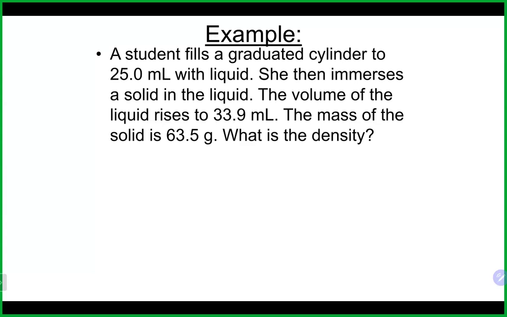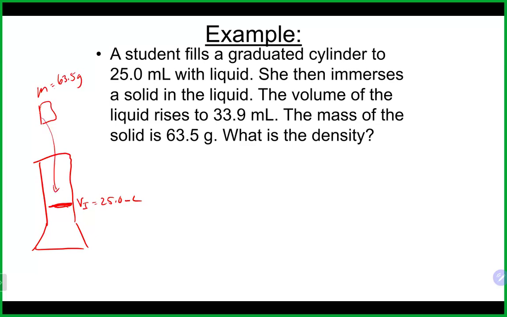Okay, so let's take a look. So again, this is very similar to what we were just talking about. So we basically got a graduated cylinder there, terribly drawn. And it has an initial volume of 25 milliliters. We're going to take this solid here that has a mass of 63.5 grams, and we're going to drop it in here. And when we do so, we are going to see the liquid level rise to a final volume of 33.9 milliliters. So again, we have a volume by displacement situation occurring.